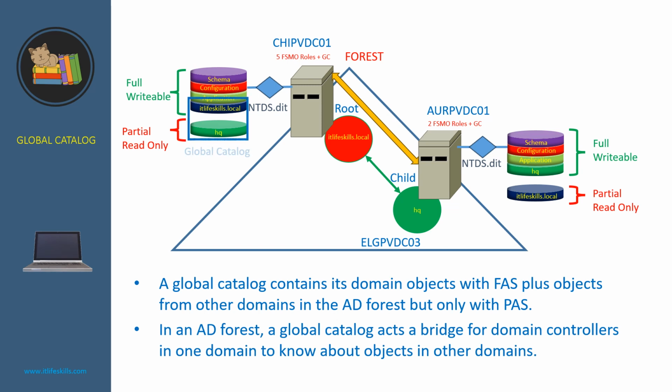Now we can tell that this is the global catalog of the root domain itlifeskills.local and this is the global catalog of the child domain hq.itlifeskills.local. So a global catalog contains its domain objects with full attribute set plus objects from other domains in the AD forest, but only with partial attribute set. And in an AD forest, a global catalog acts as a bridge for domain controllers in one domain to know about objects in other domains.